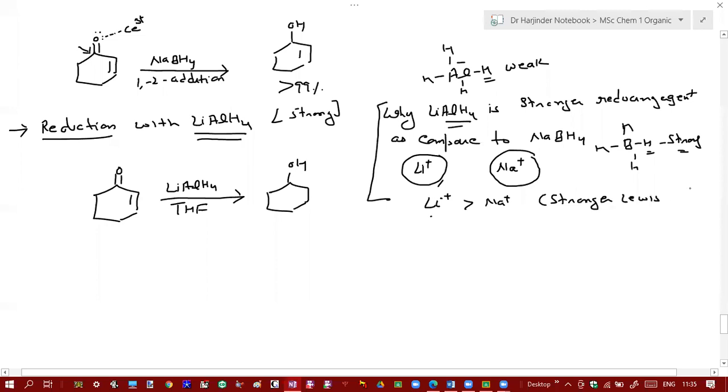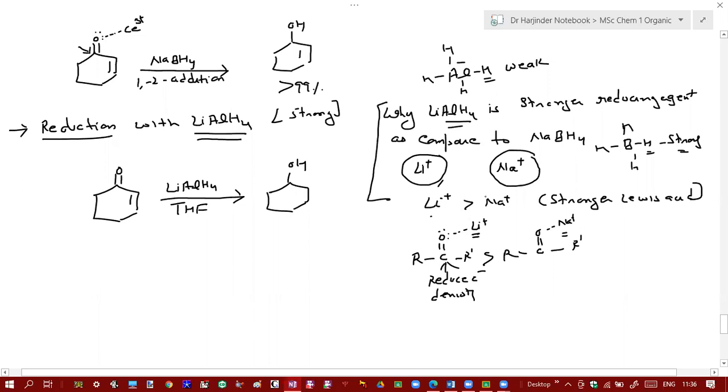Now, during the mechanism, as I told you, what is the role of these cations? These cations bind with this oxygen to start with. So lithium binds with this oxygen more strongly as compared to sodium, which is a less strong Lewis acid. So it reduces electron density over this carbon more as compared to sodium. So that increases the reactivity of your substrate also.